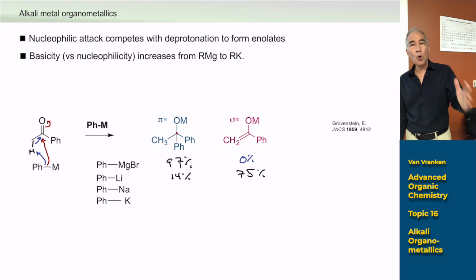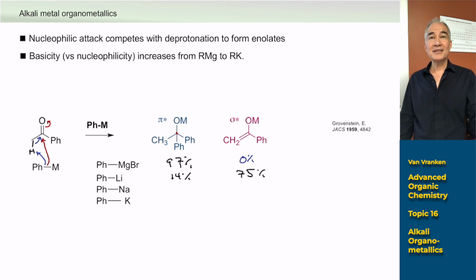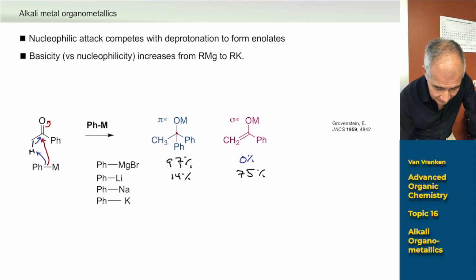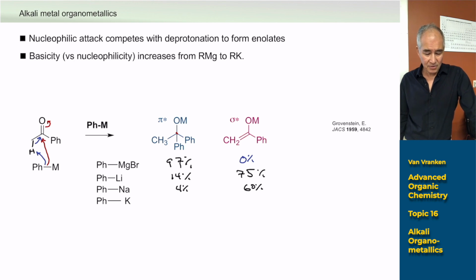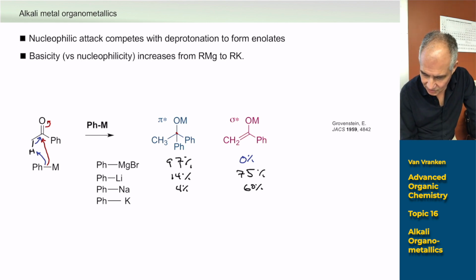And if you go to more reactive organometallics, it doesn't get better, it gets worse. This problem of enolization gets worse. So if you go to phenyl sodium, now you're getting 4% of the desired C-C bond forming reaction and a 60% yield of the ketone that would result if you work up the enolate just by dumping water in there. You don't get good results. You see a lot of basic reactivity, not that there's any acid. And it's just as bad with phenyl potassium. You see 0% of the C-C bond forming reaction, and it's all deprotonation.